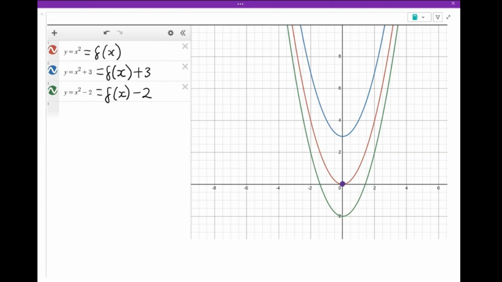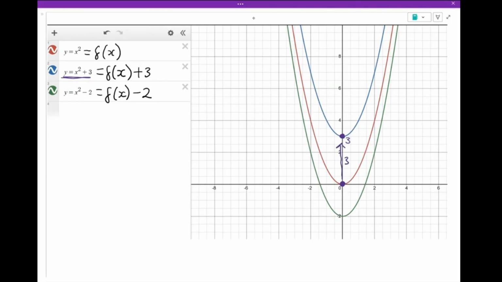So that's at 0 on the y-axis. Now let's look at the turning point of the blue curve, y equals x squared plus 3. Well, that's this point here, and on the y-axis, that is at 3. So the turning point from the red curve to the blue curve has moved upwards 3 units.